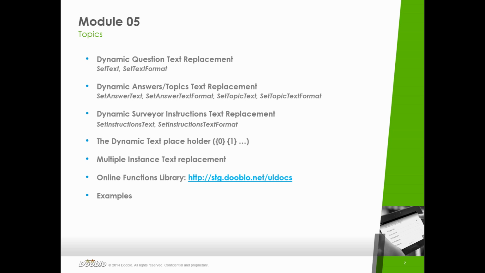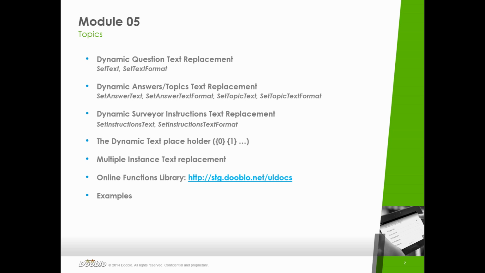Text piping is done by placing a text placeholder within the text that we want to replace. You can see the curly brackets 0, curly brackets 1, etc. This is used in combination with the above functions.